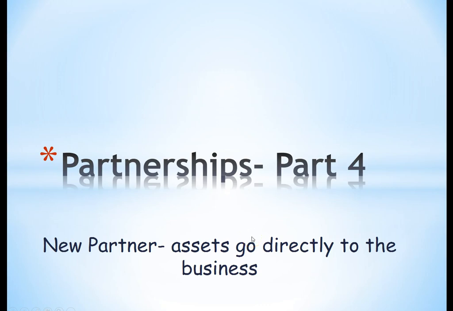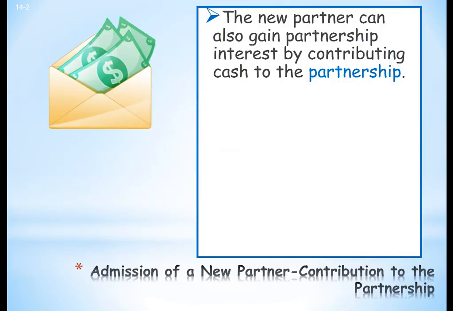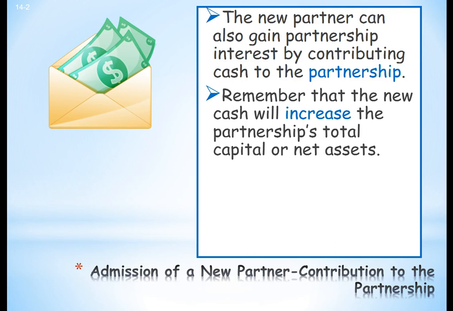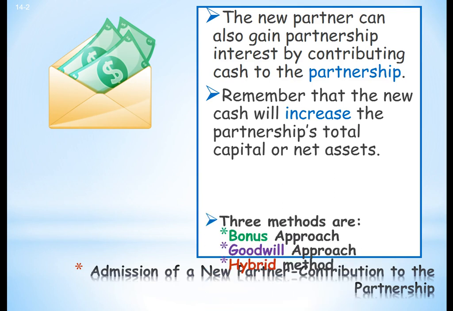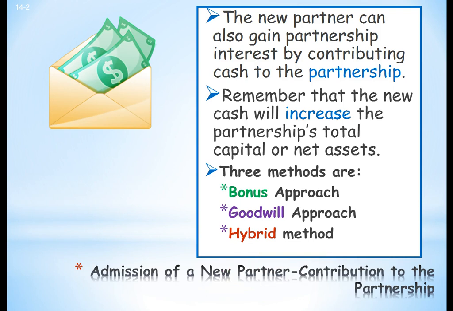This presentation covers partnerships. It's part 4, and what we're going to be looking at now is what happens if a new partner wants to be part of the partnership, but he gives the assets directly to the business. The new partner can also gain partnership interest by contributing cash to the partnership. Remember that the new cash will increase the partner's total capital or net assets. Three methods are available: the bonus method, the Goodwill method, and what we call the hybrid method.